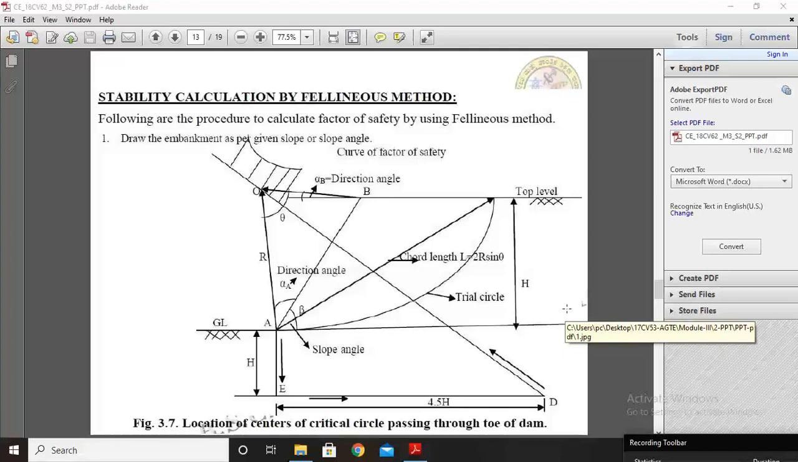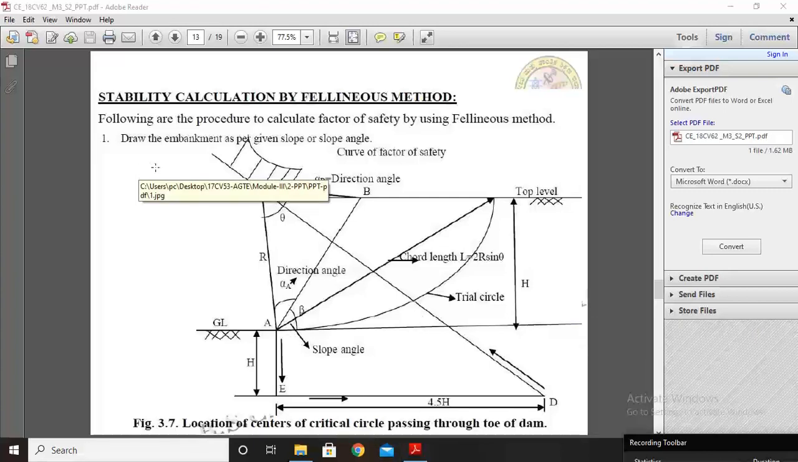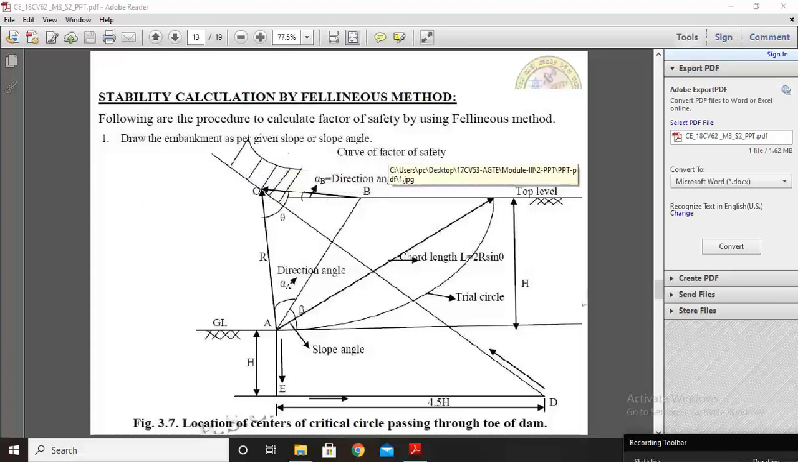Some disturbance occurred due to power connections. Okay, let us see the second method, stability calculation by Fellenius method. How to calculate stability in terms of factor of safety? Follow the steps. First step, draw the embankment as per the given slope or slope angles.